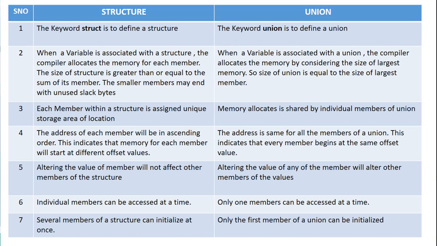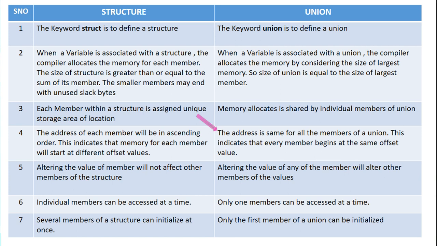The address of each member will be in ascending order. This indicates that memory for each member will start at a different offset value. Obviously, we have seen the memory map. So the address of each and every variable will be in ascending order, because the first variable will allocate some memory, then after that some other memory, that is the incremented memory, gets allocated to the next member. While in case of union, the same address is used by all the members of the union, because it is nothing but the sharing of memory.